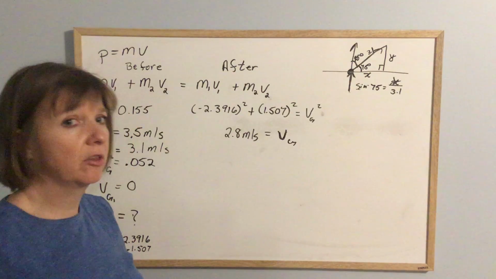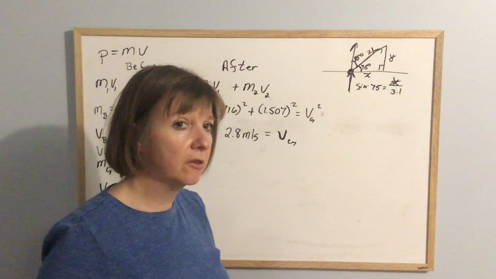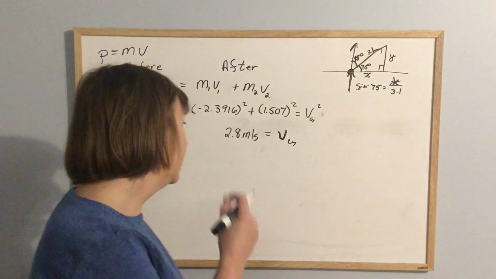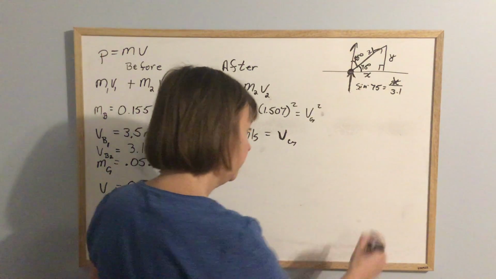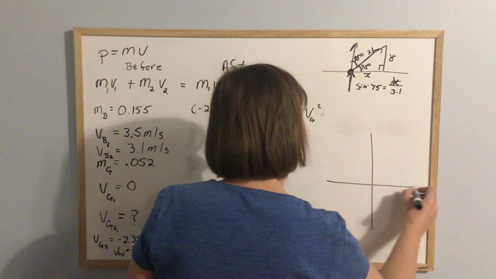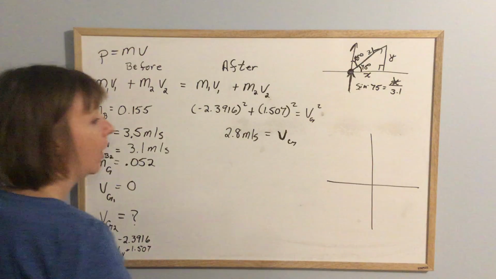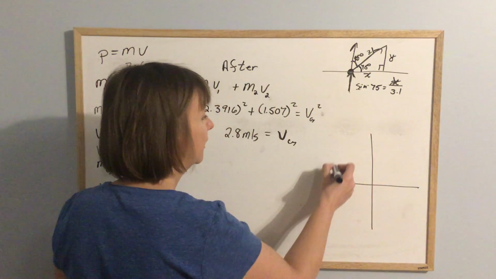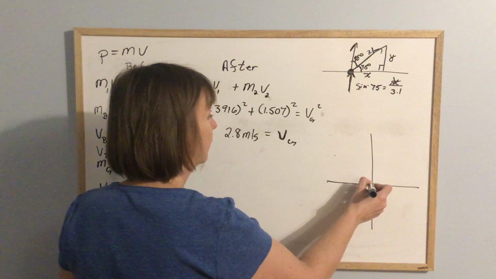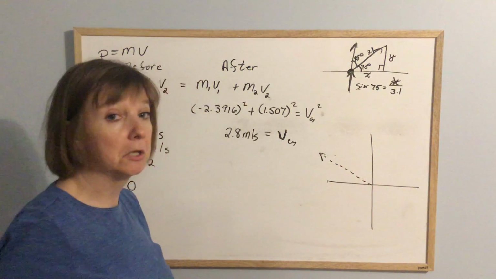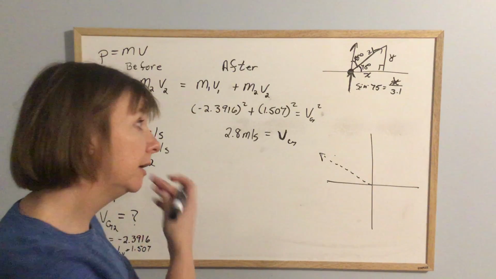But that really is just its speed. Velocity also means that you have to have a direction. Now, I want you to think about what signs this is. My x is negative, my y is positive. So the golf ball's going to be going off in this direction in some way, all right?